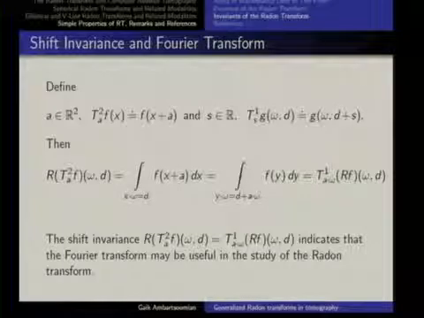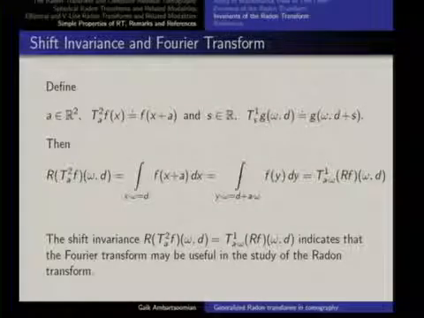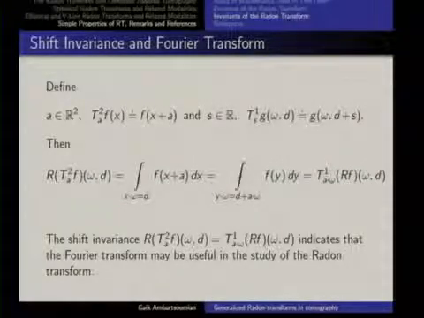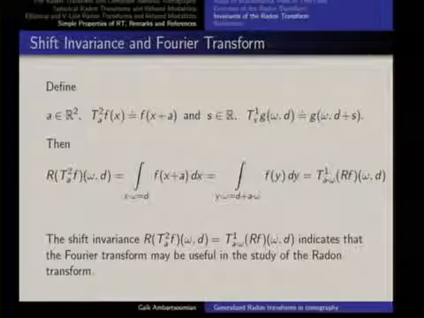And why is this important? So mathematically, I'll try to make it in a hand-waving way, but there is this idea that if you have shift invariance, then doing Fourier transform would help you. And let me give you a hand-waving argument why it is true.